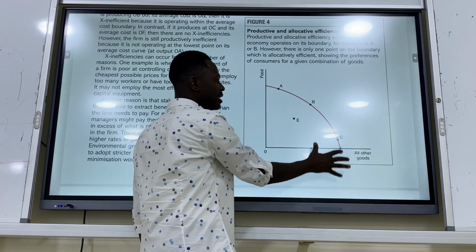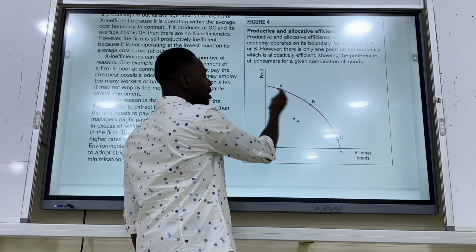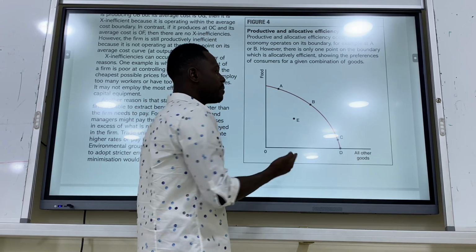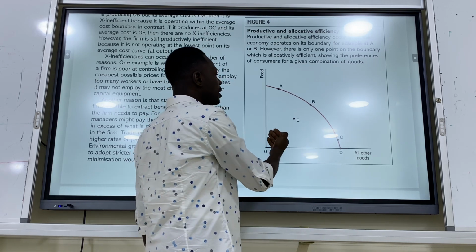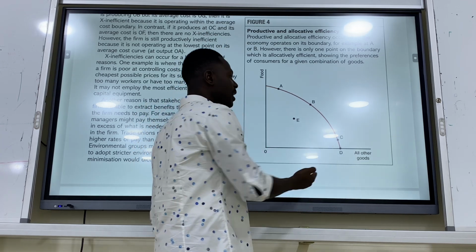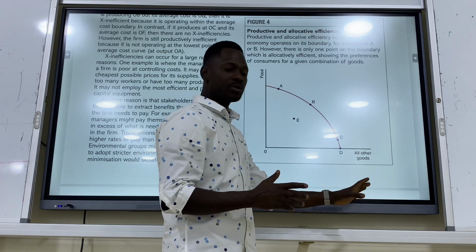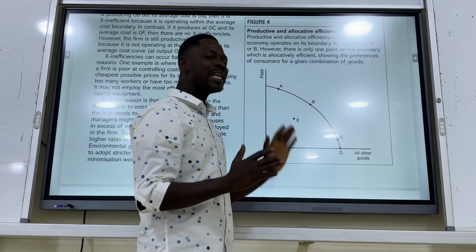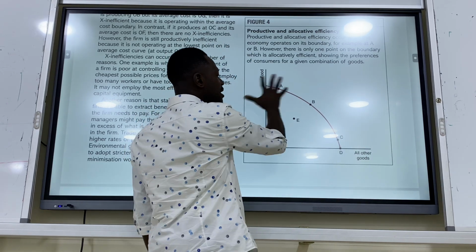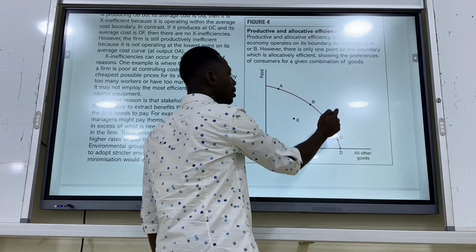That is what productive efficiency is. And why is that so? It is so because at point A, it means the right combination of food and all other goods are being produced. At point B, it means the right combination of food and all other goods are being produced. At point C, it means the right combination of food and all other goods are being produced. At point D, it means that the economy is maybe specializing on all other goods. So the economy is fully utilizing its resources and channeling them on the production of all other goods. All these are still productive efficiency. So the economy will be considered productive efficient at A, B, C, or D.